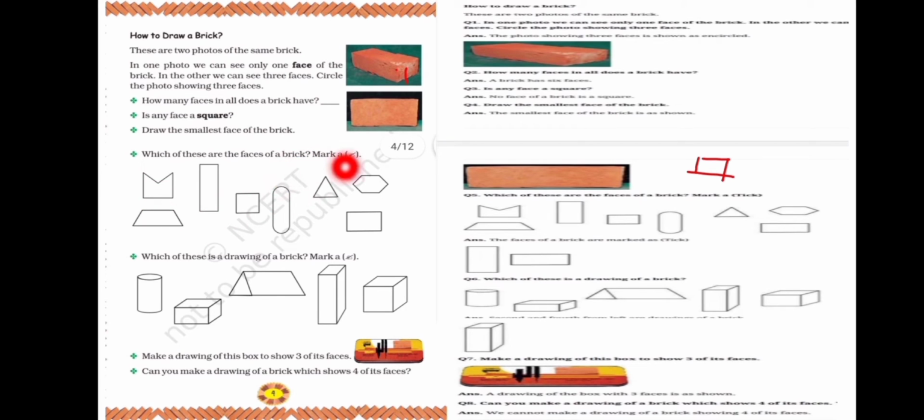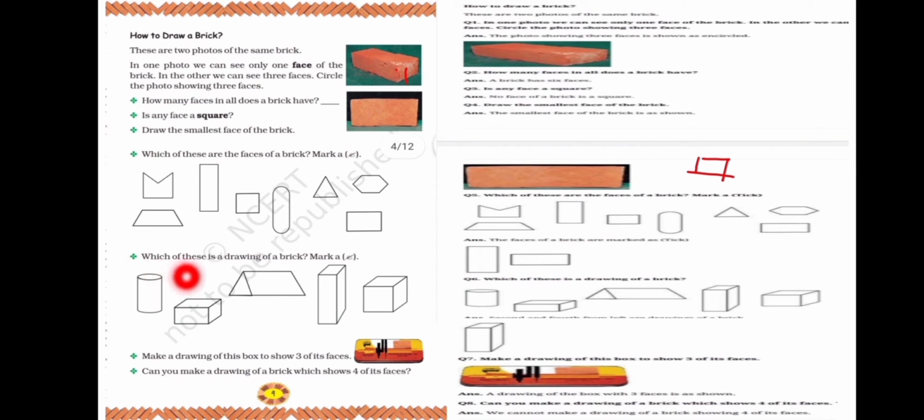Here some pictures are given. Which one is a face of a brick? If we observe, we will find that this one is in rectangle form and also this one is in rectangle form. So there are two faces of a brick, 1 and 2. Here the answer is given.